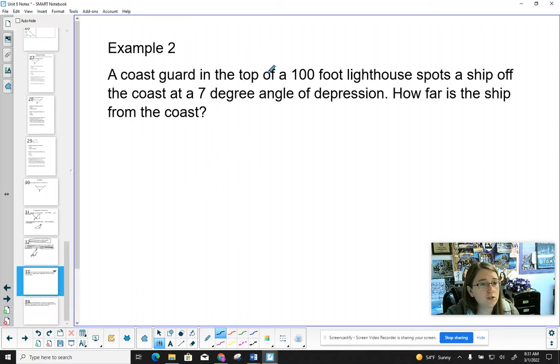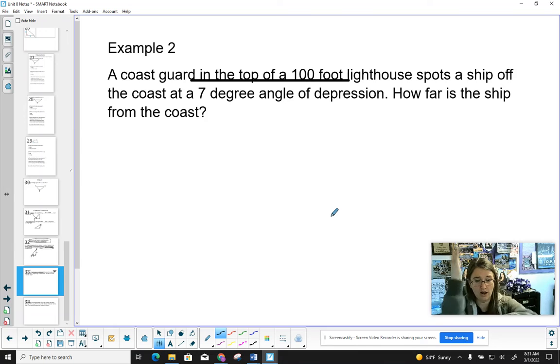Okay, so number 2, a Coast Guard is at the top of a 100-foot lighthouse. So again, I'm going to break this into pieces. I'm going to do it piece by piece. A Coast Guard is standing at the top of a 100-foot lighthouse. How would you think I'd draw the 100 feet? What would that look like?